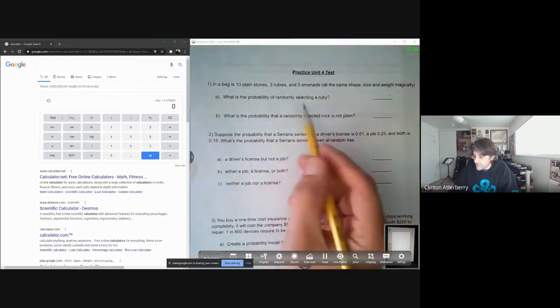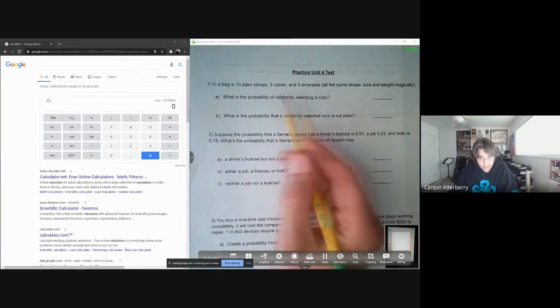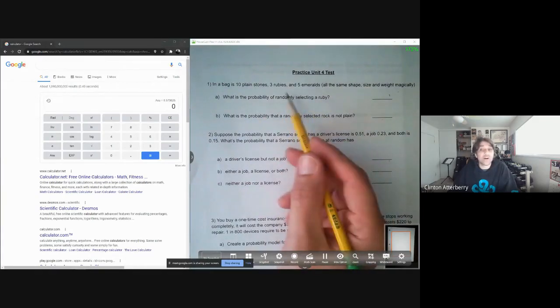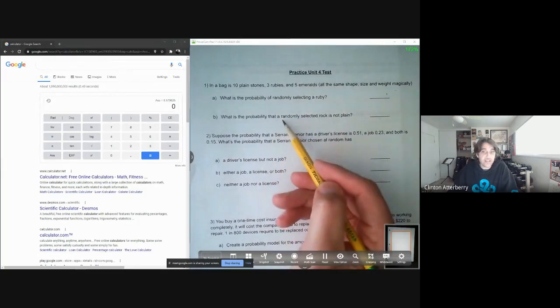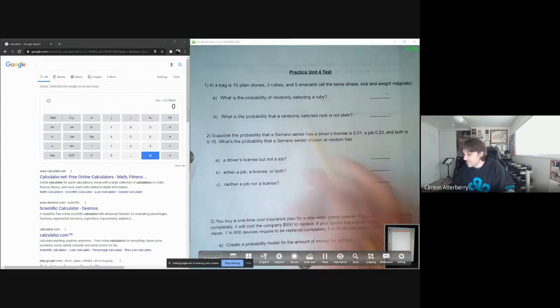So when you go from this question here, which will be the same question, talking about rubies and emeralds and plain stones, it might say 8, 4, and 7, and then this one right here, it might say 7, 6, and 12 or something like that. These numbers might change from question to question.